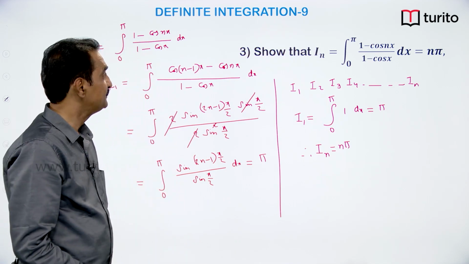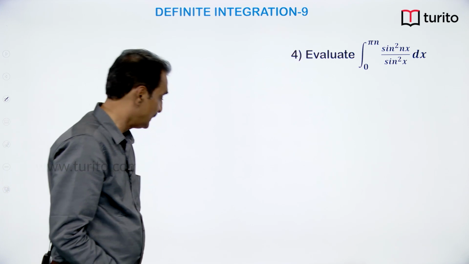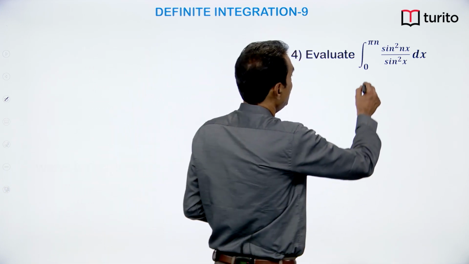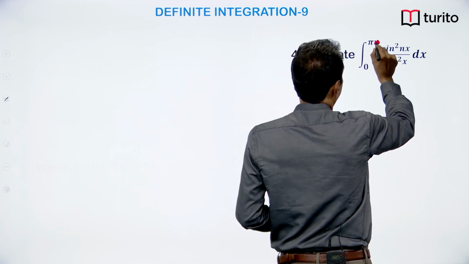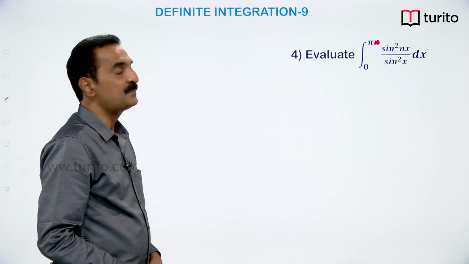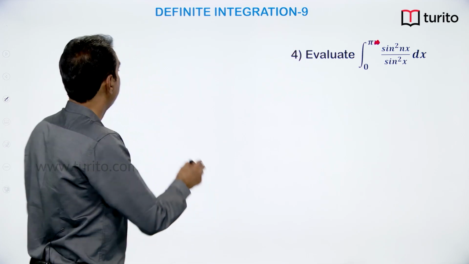Proceeding to next question. Integral 0 to pi, it is not pi n, it is pi. Integral 0 to pi of sin square nx by sin square x.